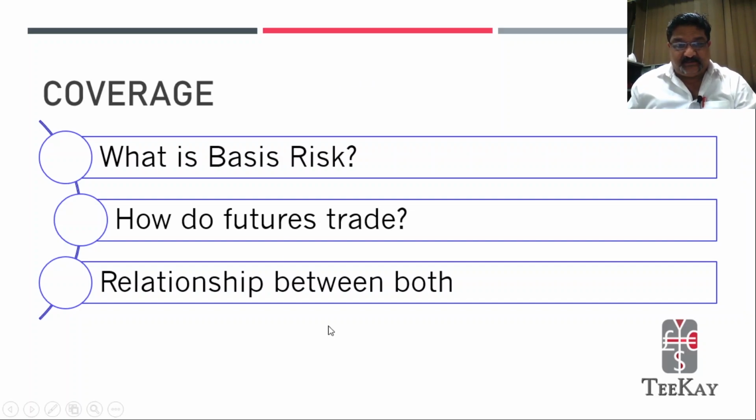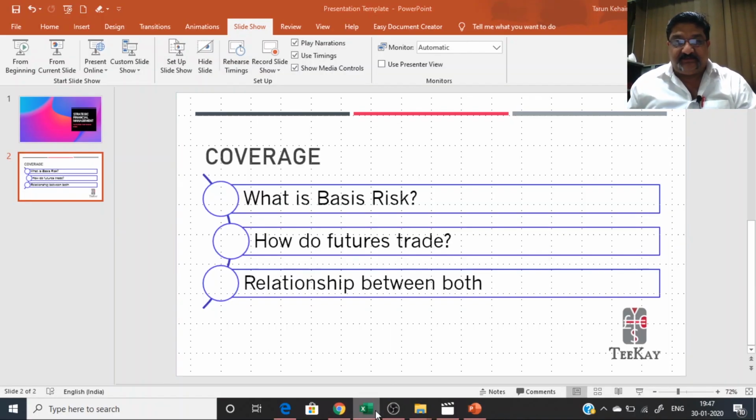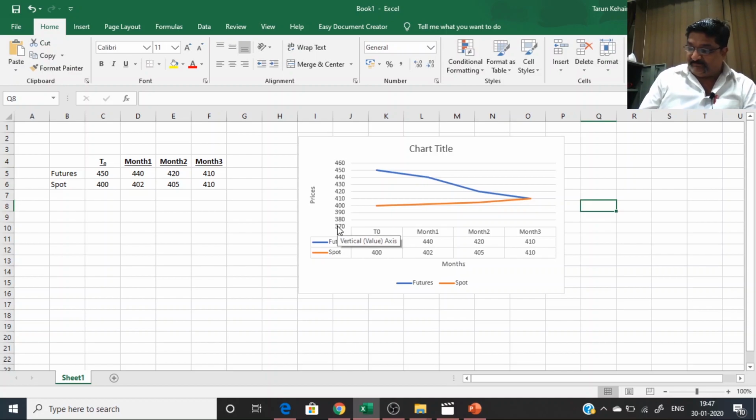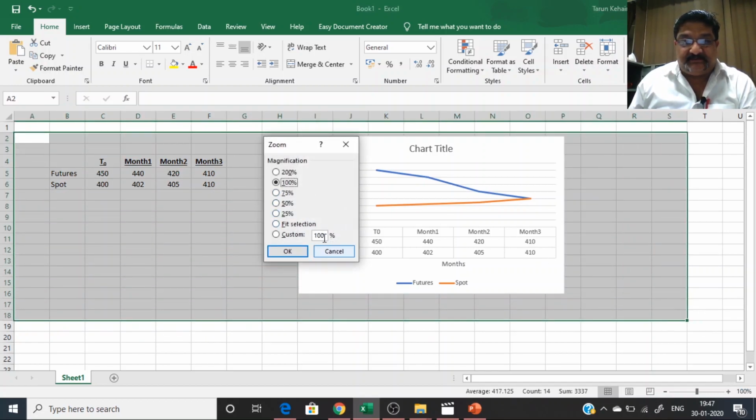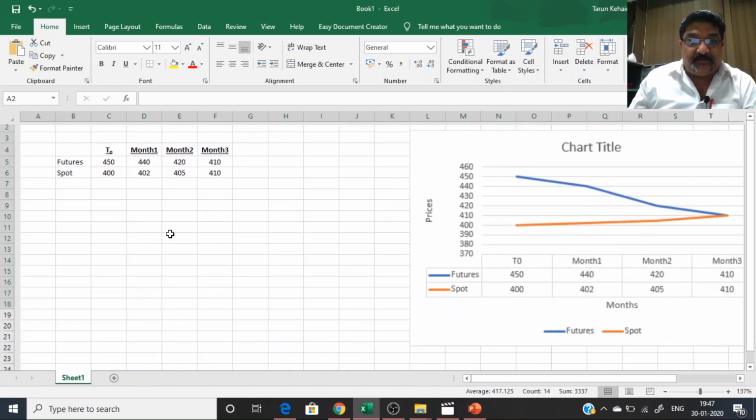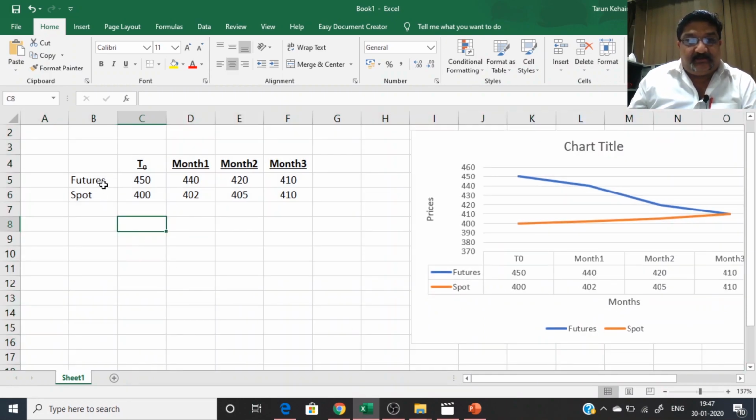So now let's quickly come to an example which will actually tell you how basis risk works. If you look at the data that I am showing here, let me just expand this a little so that it's clear to you. There you go. Now if you look at this data, I have plotted the futures prices and the spot prices for delivery months 1, 2 and 3, and this is the prevailing spot price and the futures price.